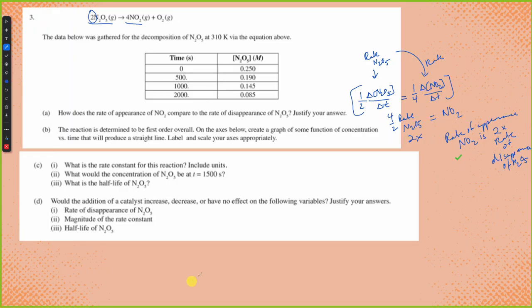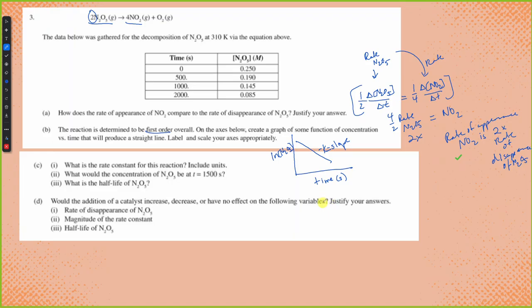Some function of concentration versus time producing a straight line. Label it and scale it appropriately, but we don't really have a graph here, but it would be ln of the N2O5 because it's first order, and the time in seconds. And the graph is always a -1. So k is, or negative k will equal the slope for that.